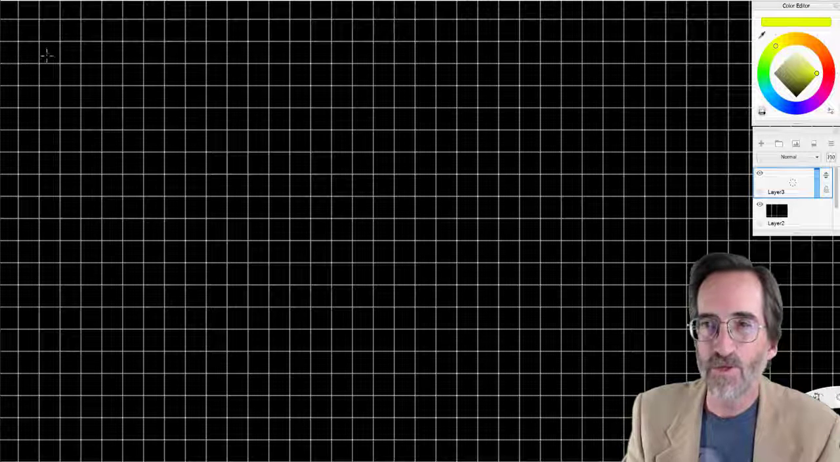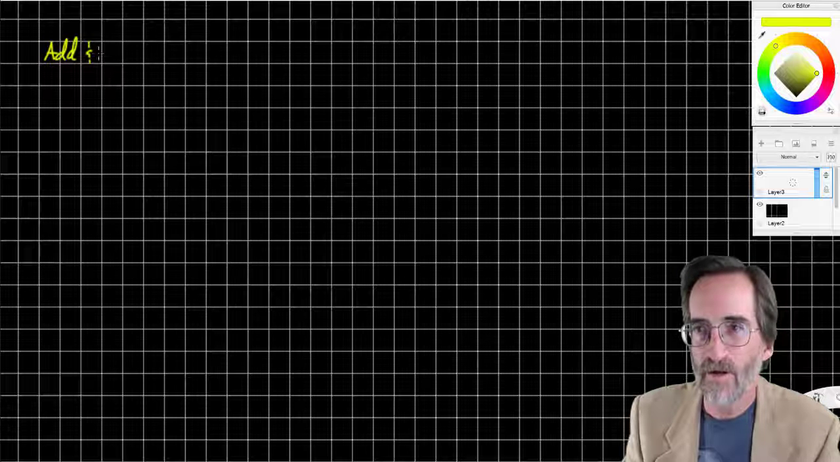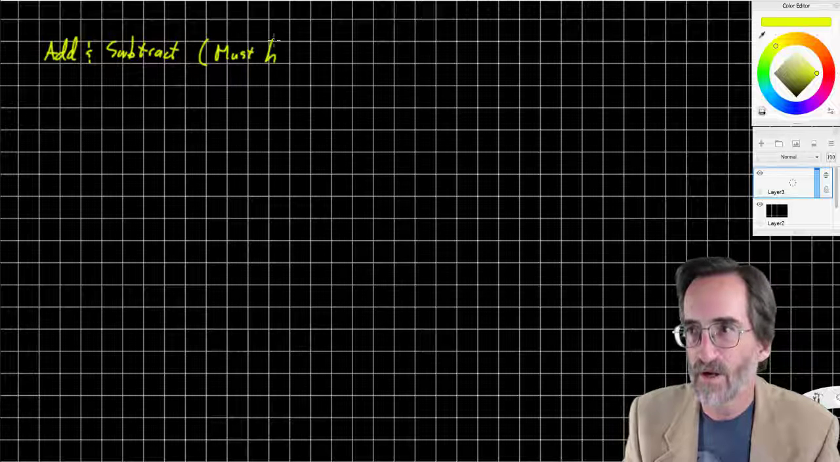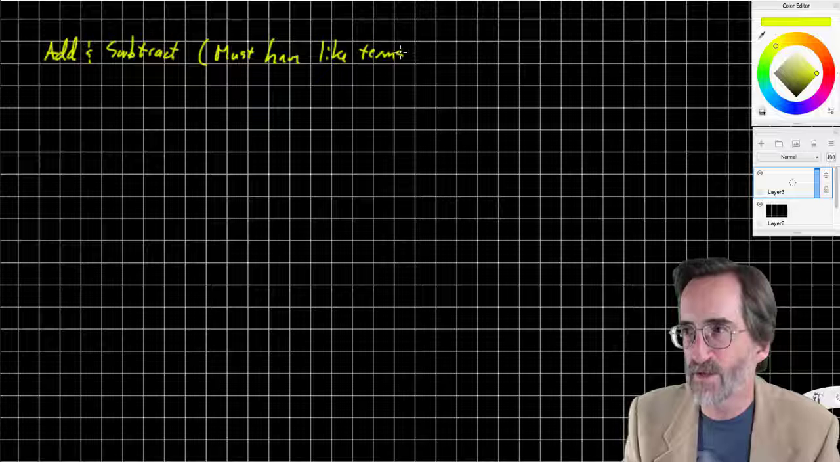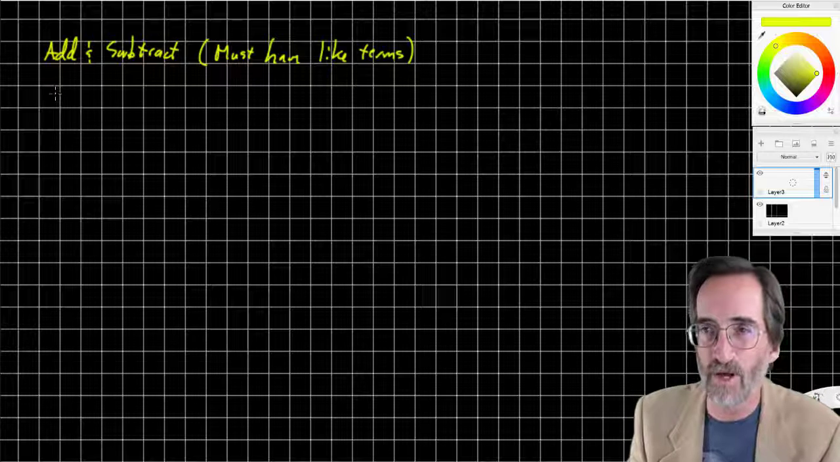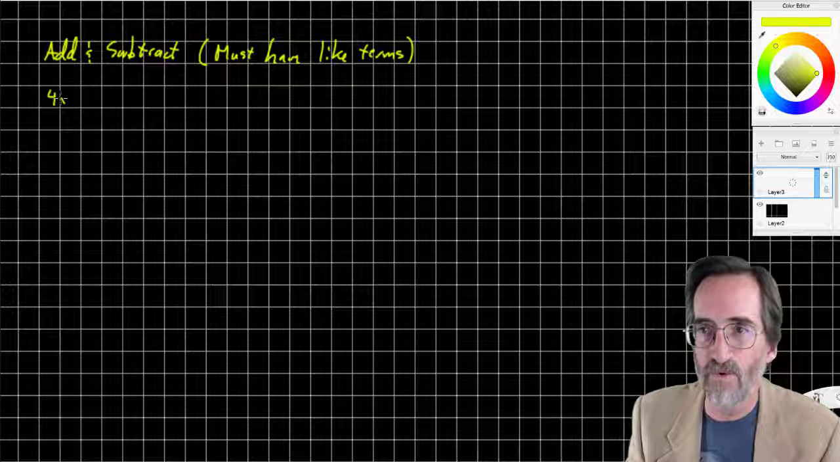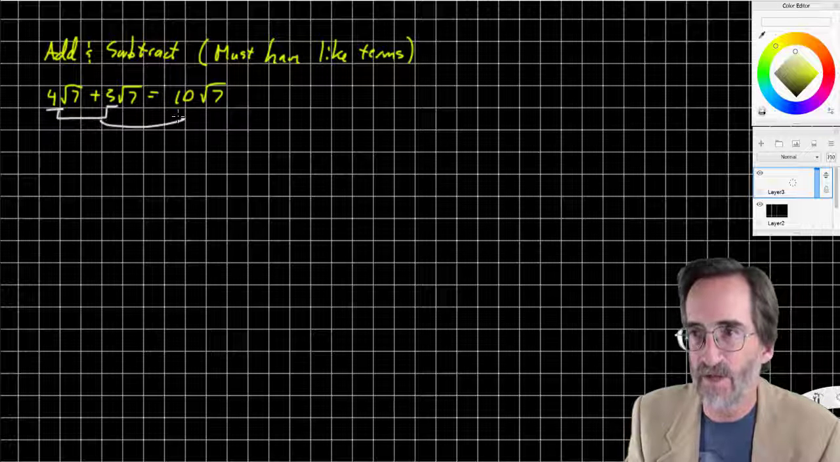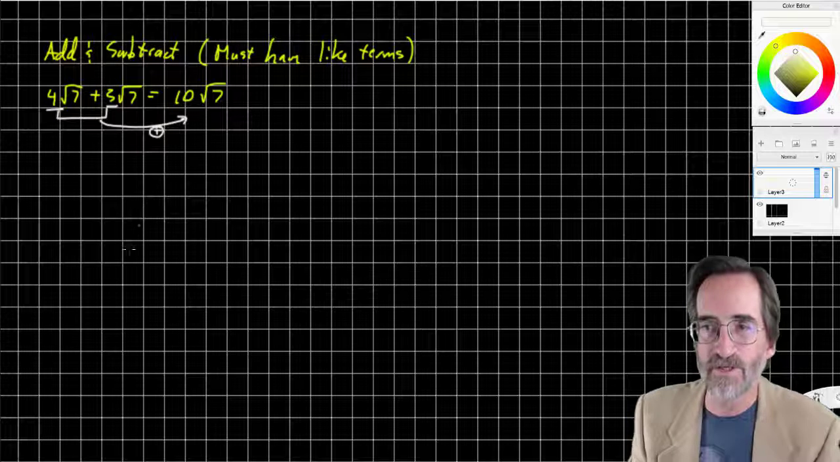Okay? So to add or subtract, the thing to remember is you must have like terms. It's basically combining like terms like you do in your algebra class. Let me give you an example. 4 root 7 plus 3 root 7 is 10 root 7. Add the coefficients, add the numbers in front. If I have 4 root 7s and 3 root 7s, combined, I have 10 root 7s. So add the coefficients. That's called combining like terms.